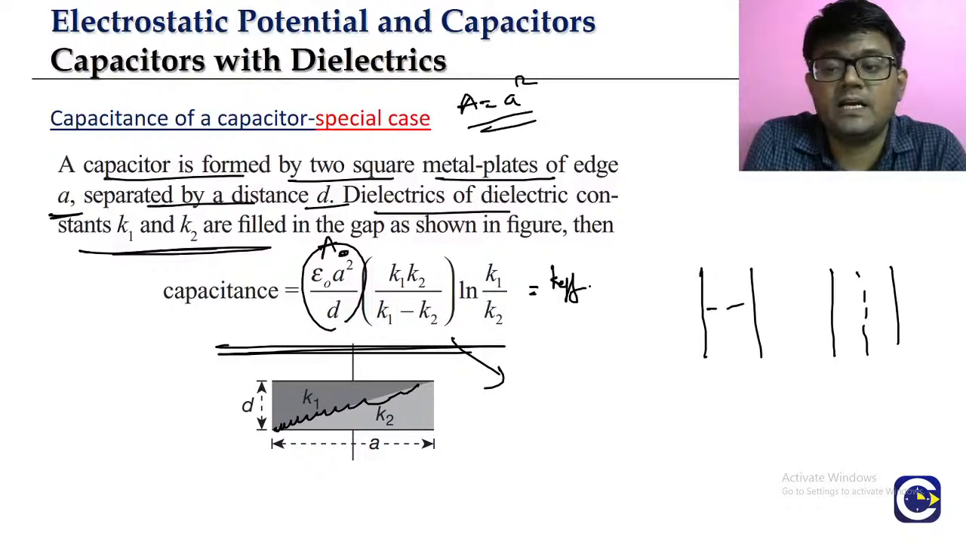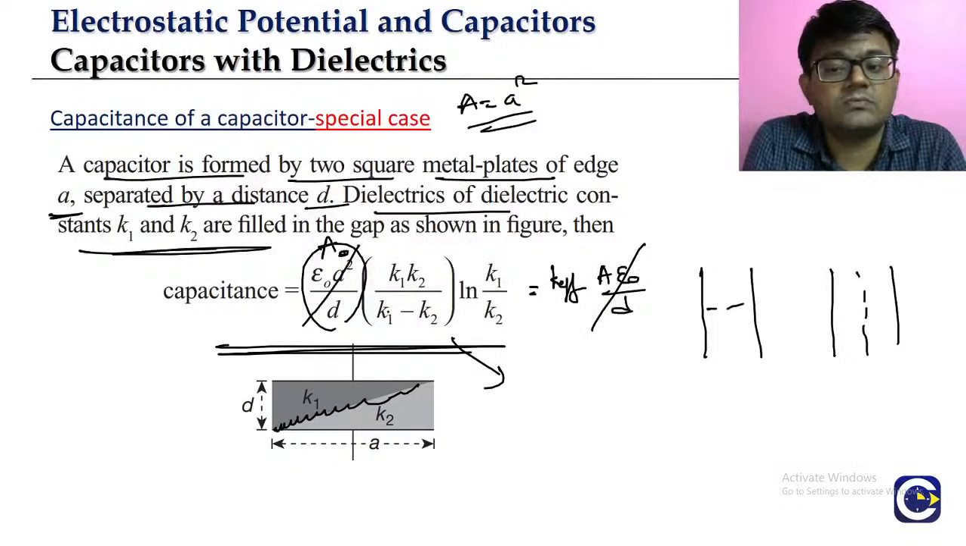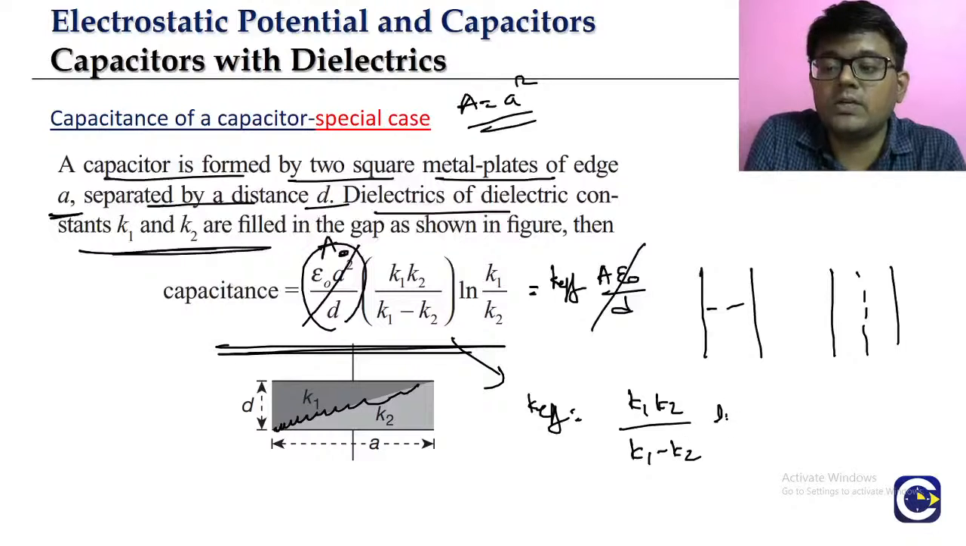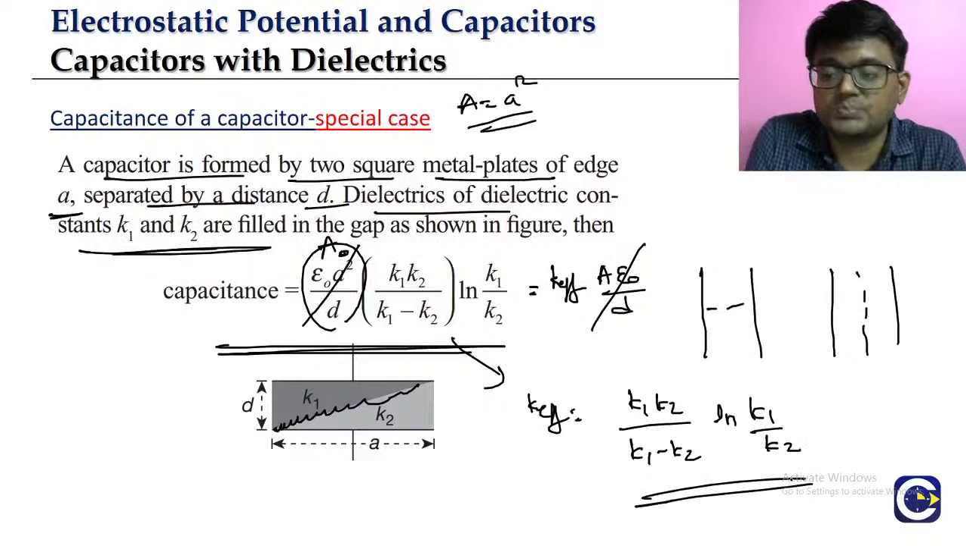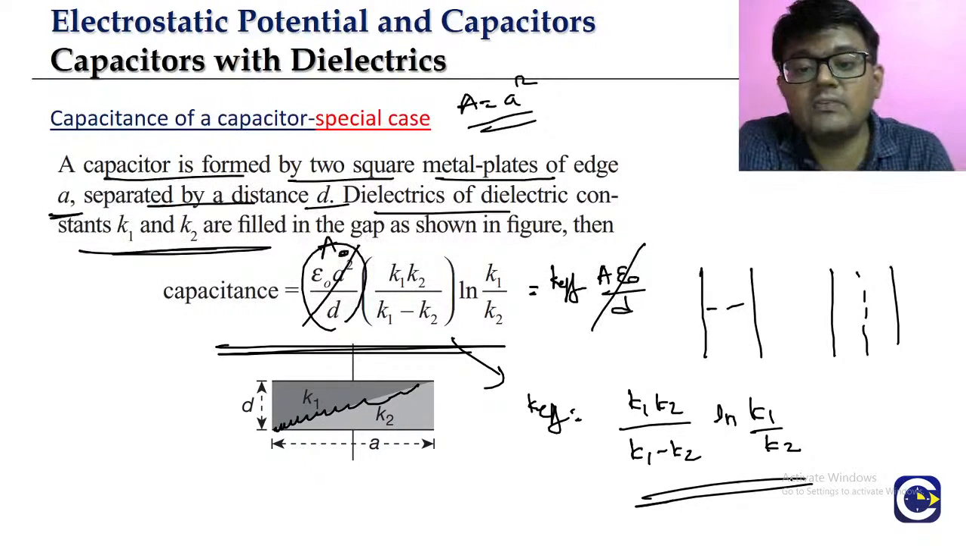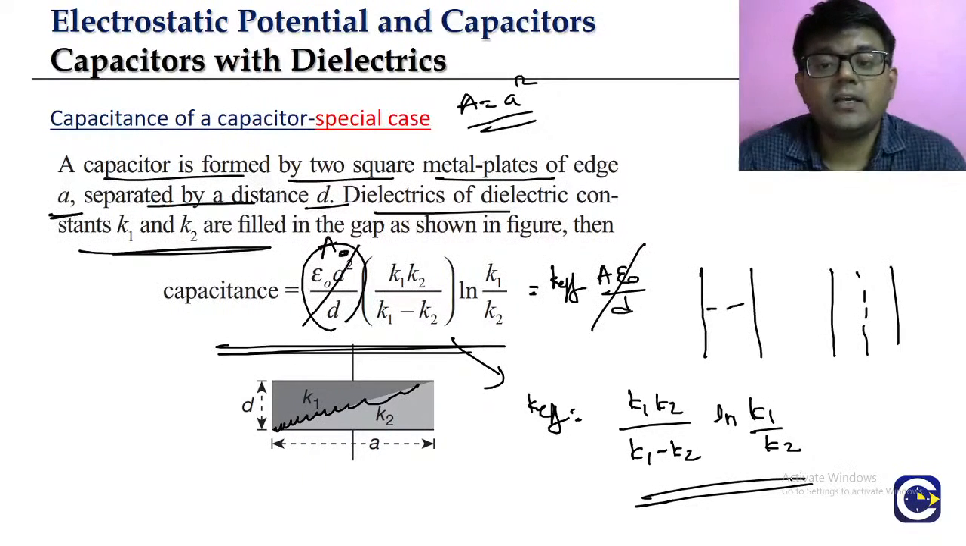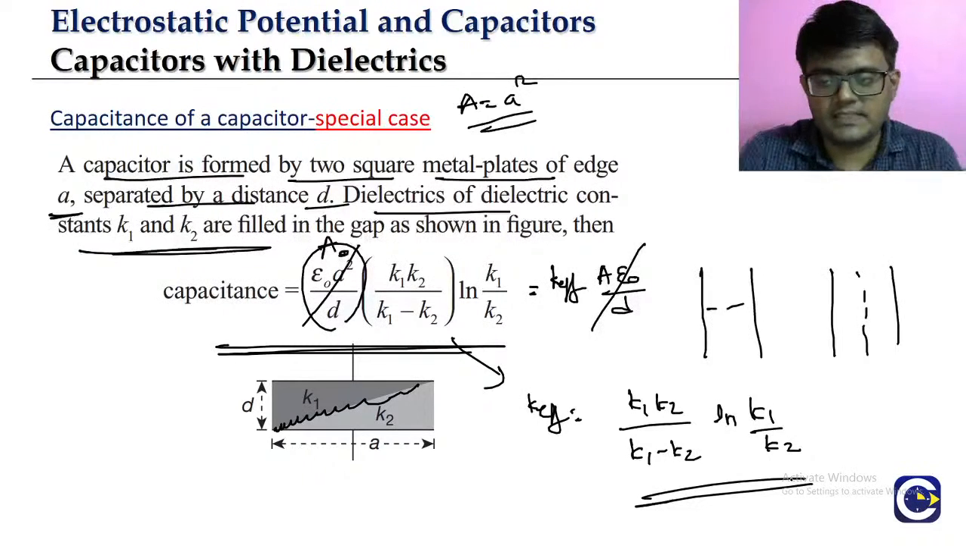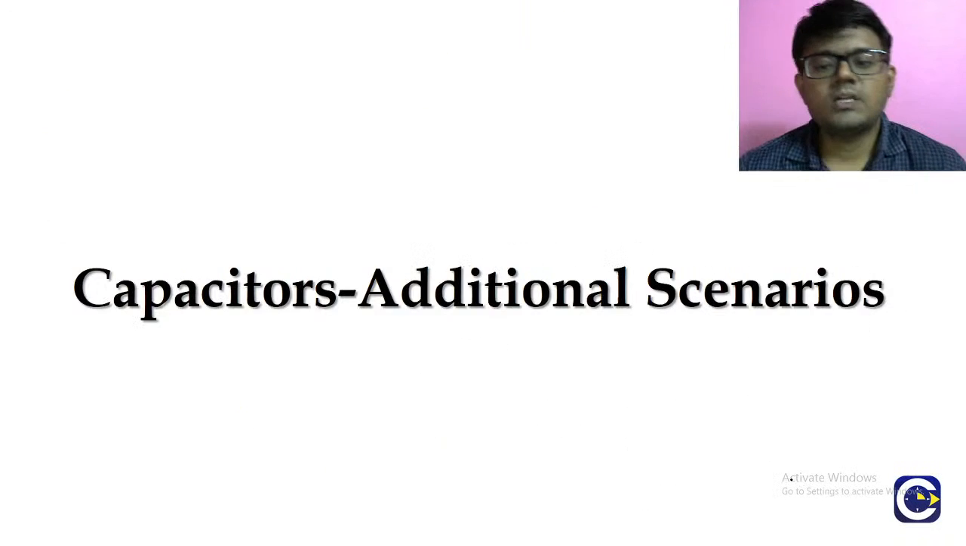அப்படி நம்ம replace பண்ணா the capacitance value will be K effective times A epsilon naught by D. அப்படியே அந்த A epsilon naught by D cancel ஆயிடும். So இங்க பாருங்க, what is the K effective value? K effective value: K1 K2 by K1 minus K2 into ln K1 by K2. Okay, so this is the effective dielectric constant of this particular way of filling the dielectric medium. Here we are filling with two different materials. So this is about the dielectrics in the capacitor.